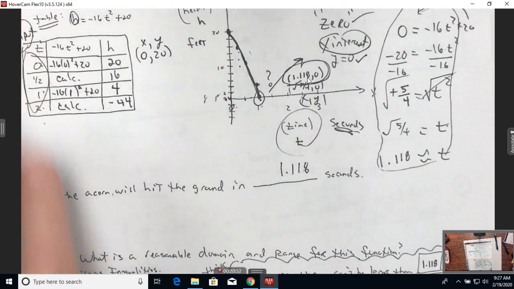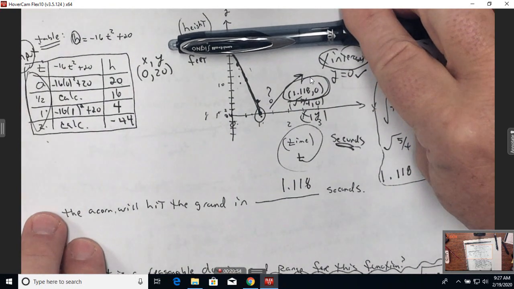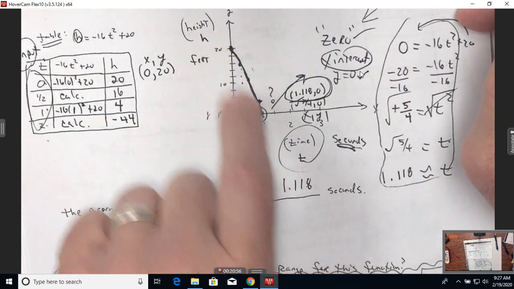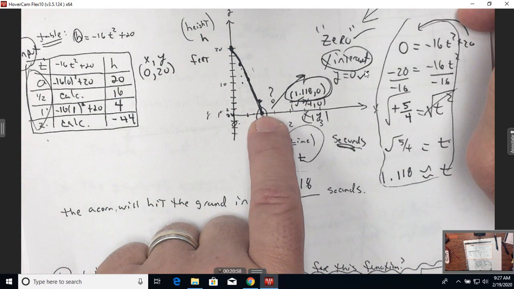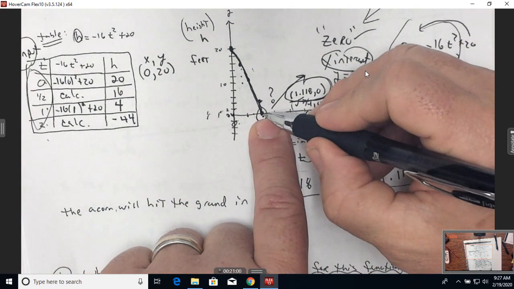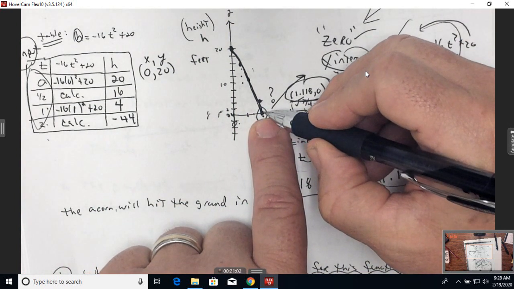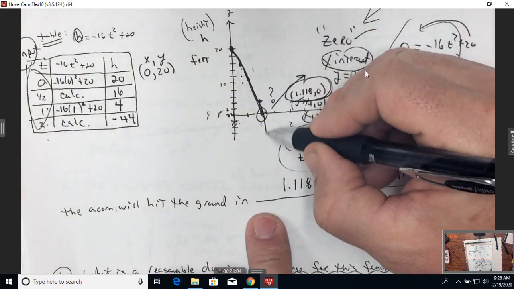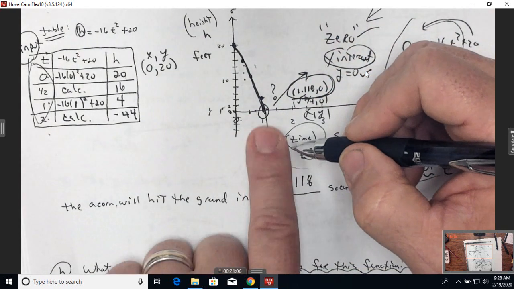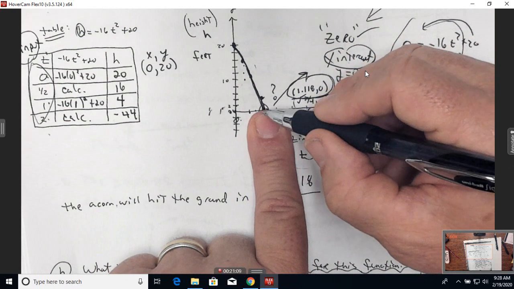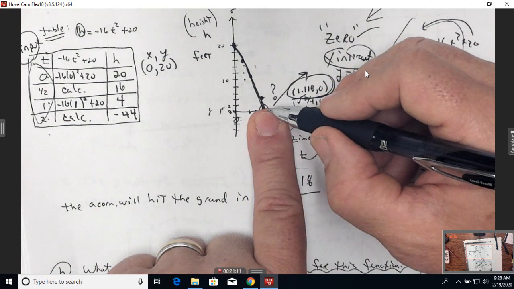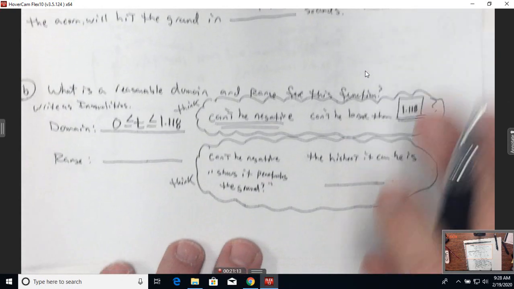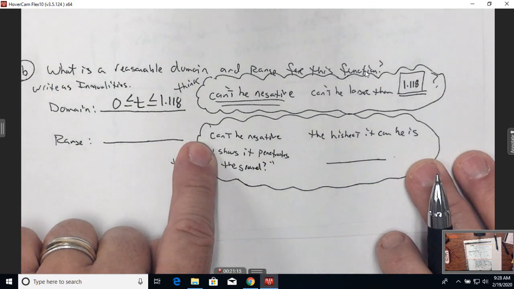What about the range? That's the height of the acorn. The acorn was never higher than 20, and it never hits below 0. A height of 0 feet above the ground. Why? Because the acorn doesn't hit the ground and continue to go through the ground all the way through the earth, right? Once it hits the ground, it's going to stop. So can anybody think about that?